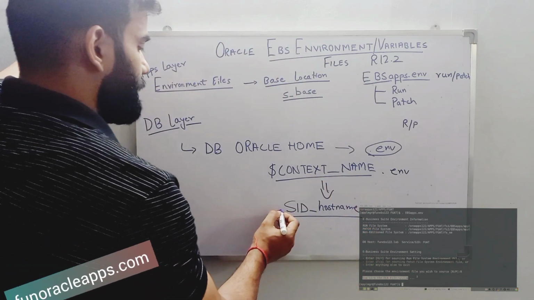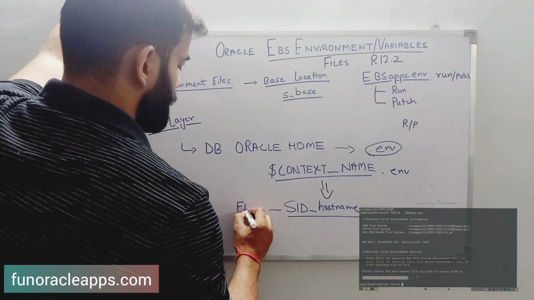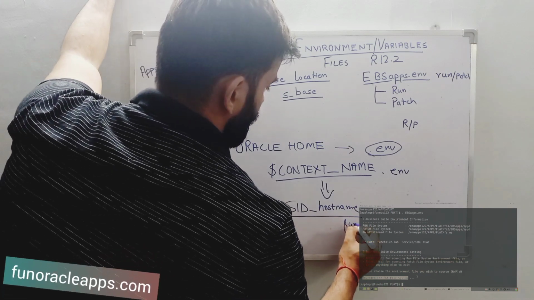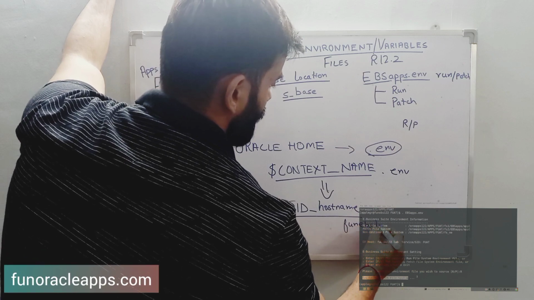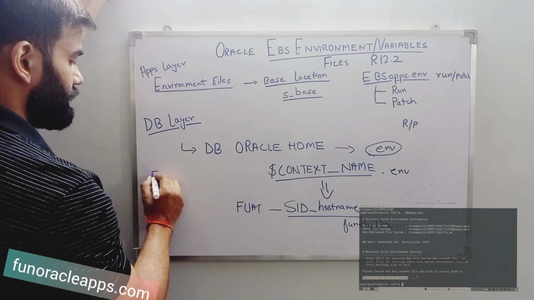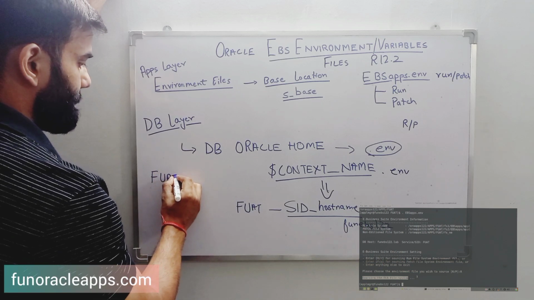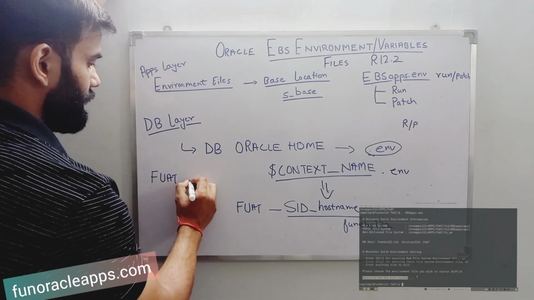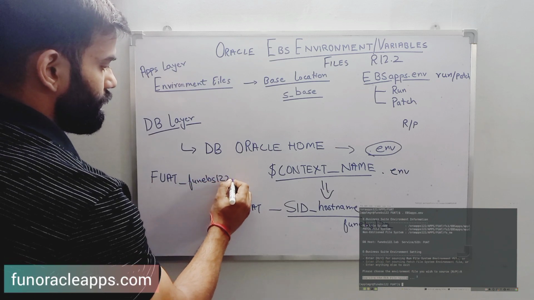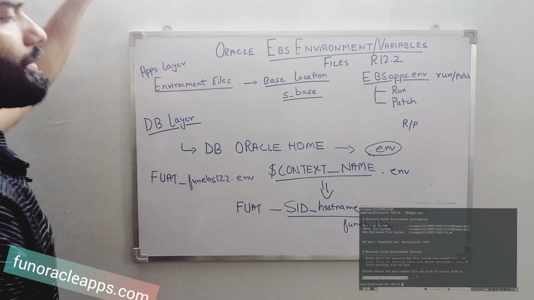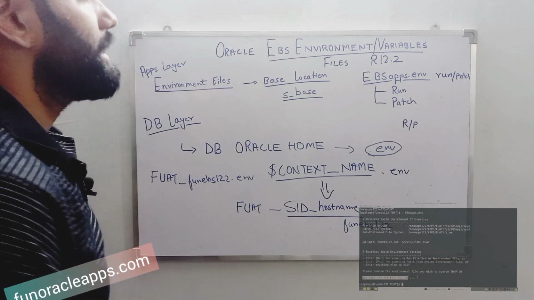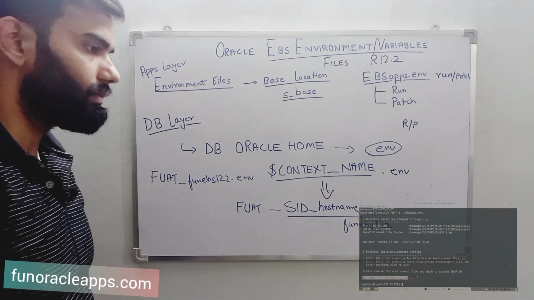So SID may be, in the video that I showed you, FUAT, and the host name would be your fun EBS 122. So the environment file name will come as FUAT_funEBS122.env. So this will be your database environment file, which will be used for setting up your database related variables.